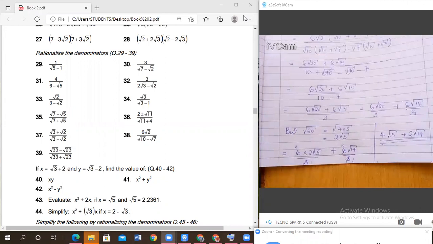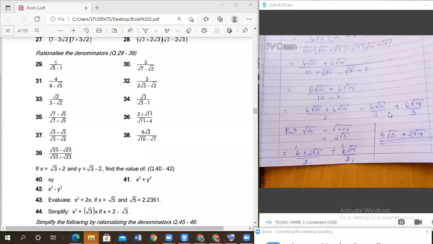Someone wants to ask a question? Give me your number. Teacher, why did you distribute the LCM? I thought we only do it when it's negative. No, it's not only for negative, please. As long as we have a number like that, we distribute the LCM. It's not a must for only negative, okay?